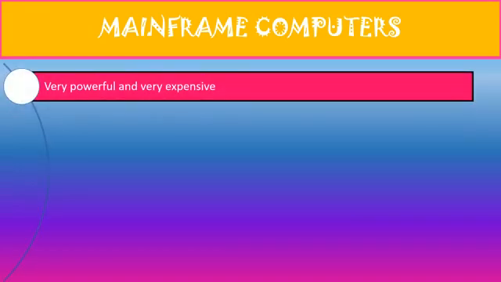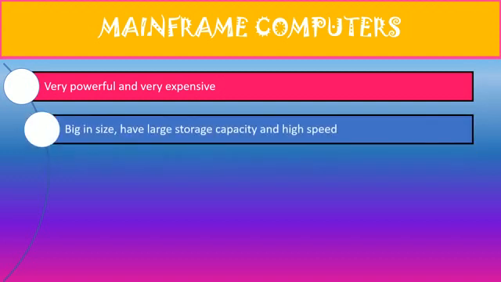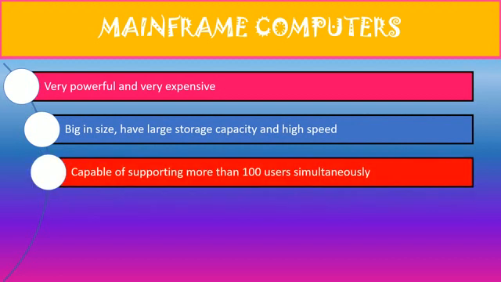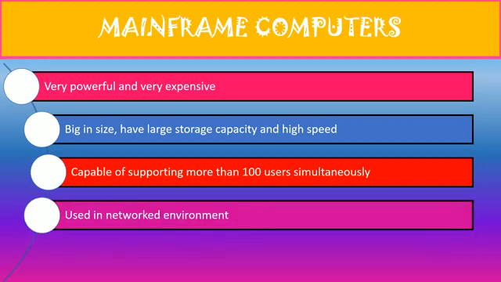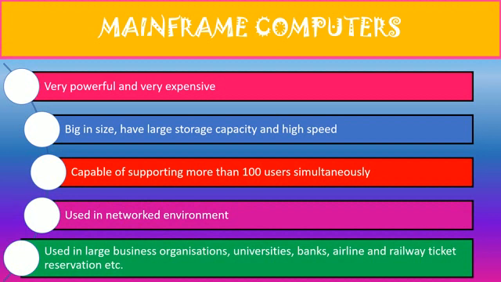Next we come on to the mainframe computers. They are very powerful and very expensive. They are big in size, have large storage capacity and very high speed also. They are capable of supporting more than 100 users simultaneously. Like more than 100 users can work at the same time on these mainframe computers. They are used in networked environment. They are used in large business organizations, universities, banks, airlines and railway ticket reservations, etc.